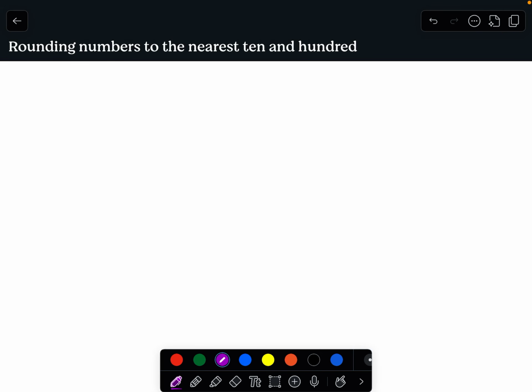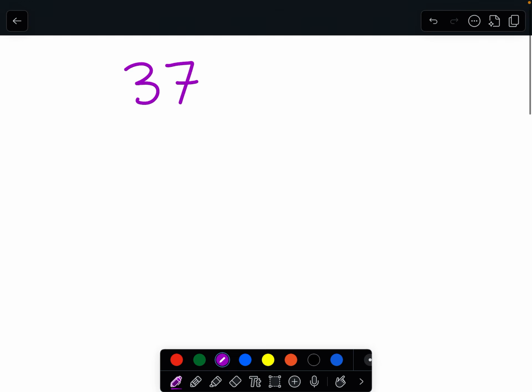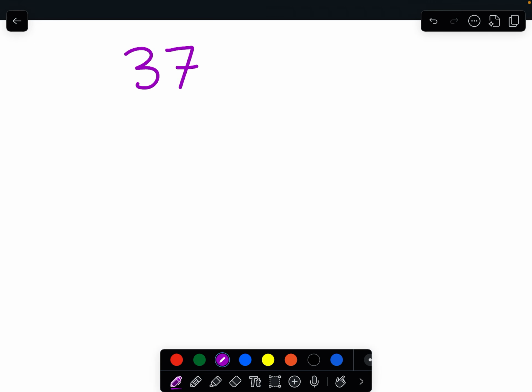What's up, mathematicians? Today we are talking about rounding numbers to the nearest 10 and to the nearest 100. Let's get to it. Let's say we have a number like 37. Well, right now we are going to round 37 to the nearest 10.